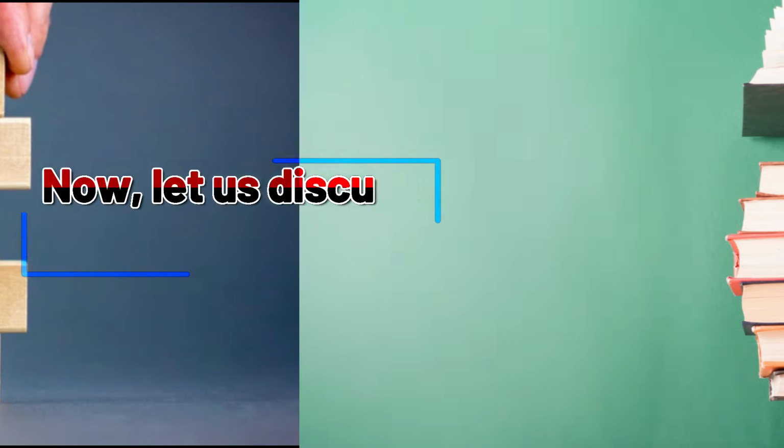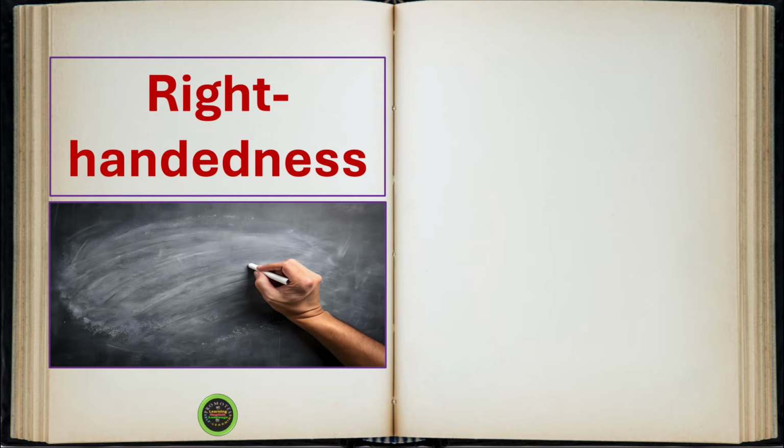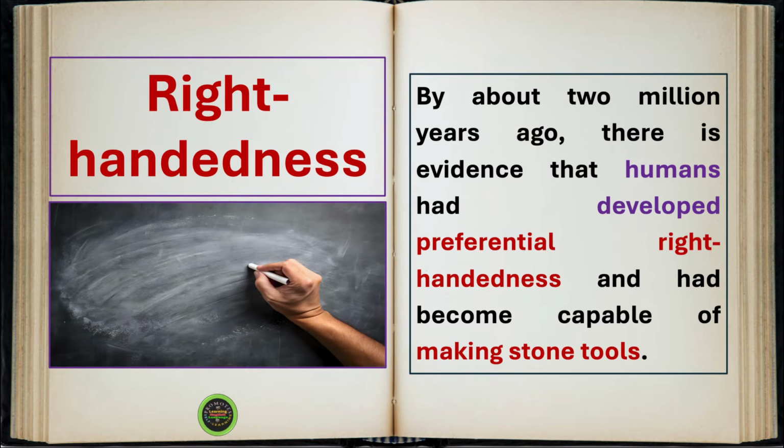Now let's discuss the current topic. Right-handedness. What is the idea behind this? By about 2 million years ago, there is evidence that humans had developed preferential right-handedness and had become capable of making stone tools. So using the right hand is fundamental in the art of making stone tools. Now let's see how this is connected to the next part of our discussion.